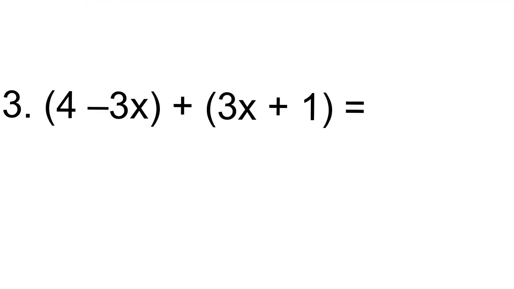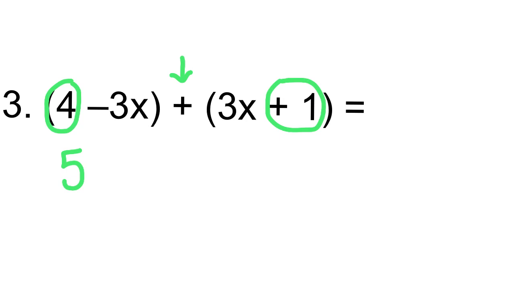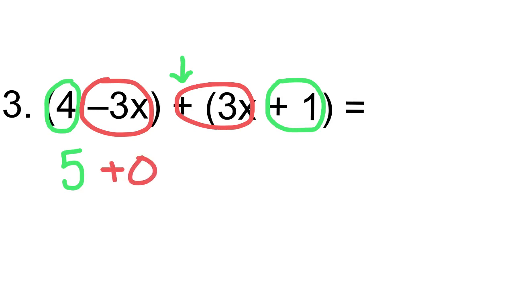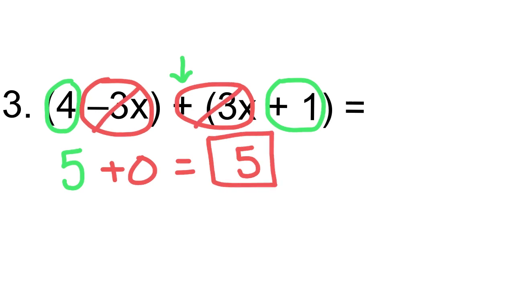Let's look at number 3. So what is a like term with 4? Notice that this is a plus sign, so that's good to note. So we have 4. The other like term is 1. So 4 plus 1 is 5. Then we have negative 3 plus 3. So negative 3 plus 3, well, that's a 0 pair. So that would be 5 plus 0. So the final answer would be 5, because these cancel out to a 0.